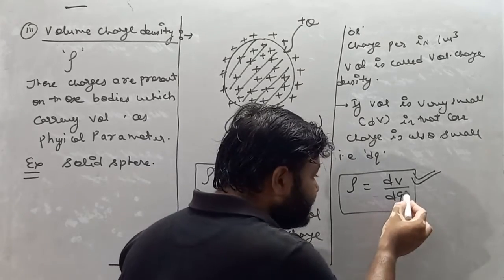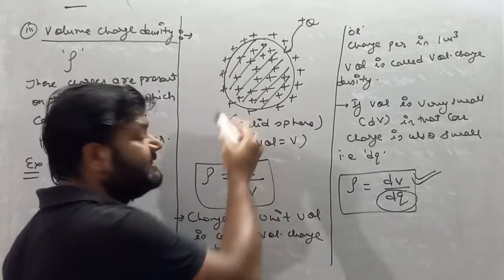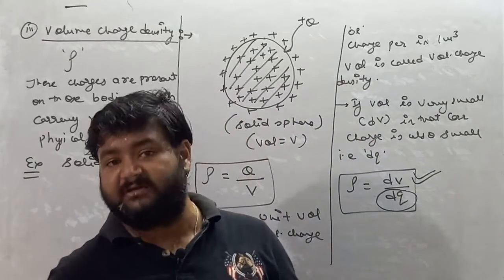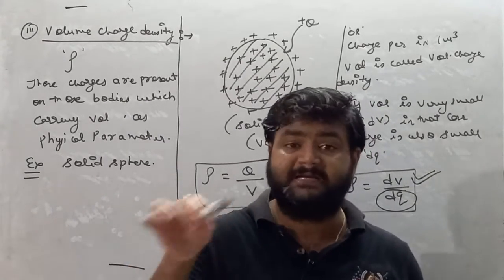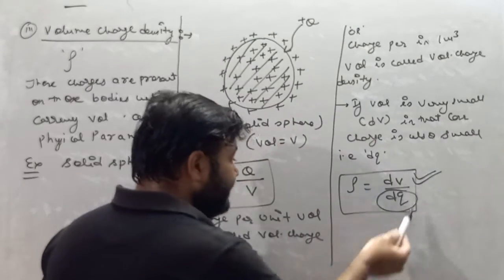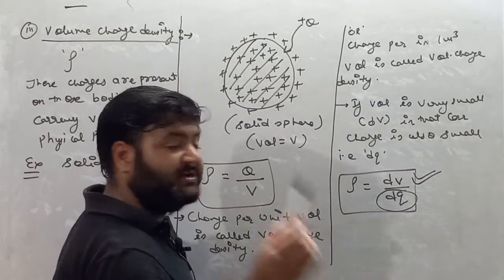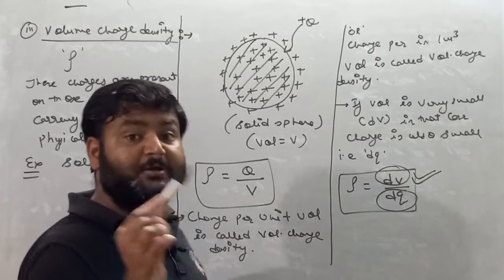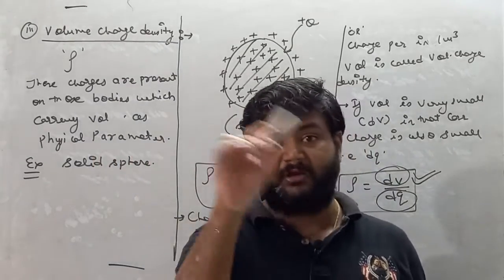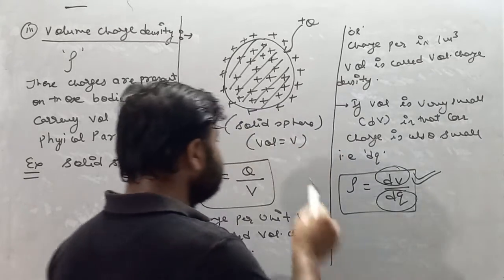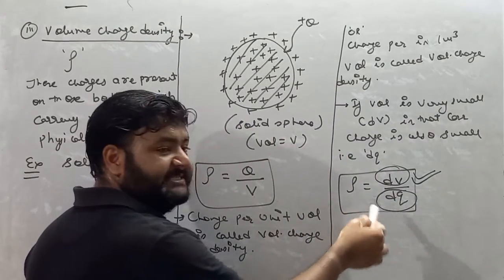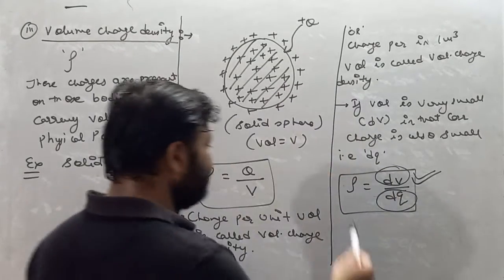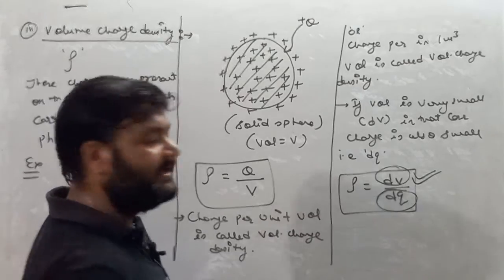If you wish to find small charge for a solid sphere, we know that the charge is present on its volume. So for finding the value of small charge, first you have to find its small volume. In the question you are given the total volume. So if you wish to find small charge dq, you have to find small volume first, that is dV. So rho is equal to dq by dV.